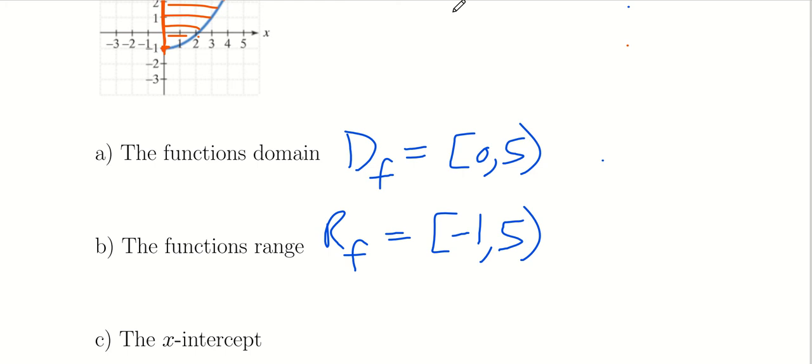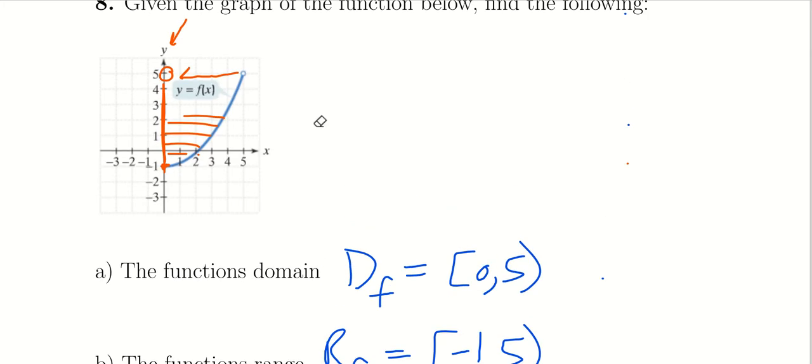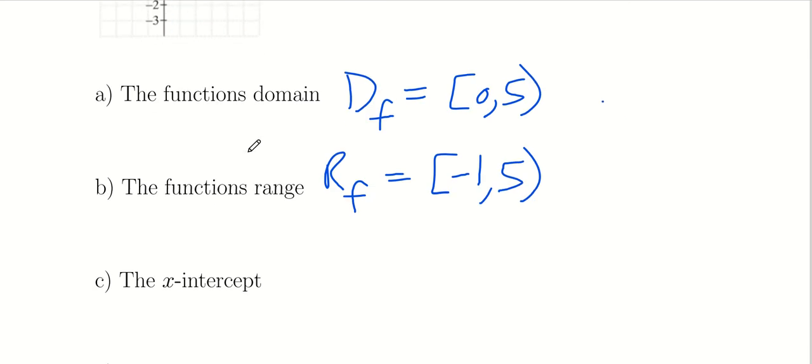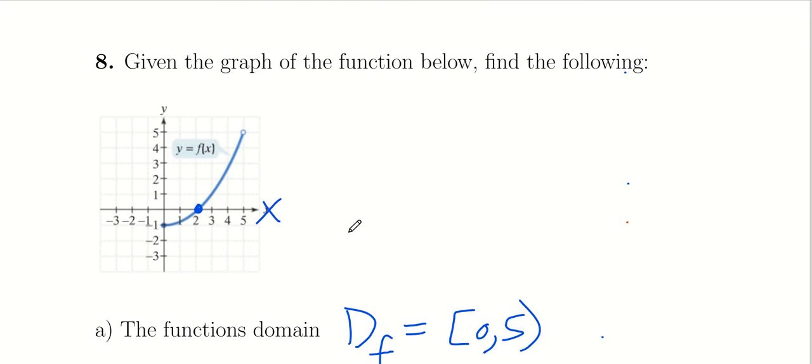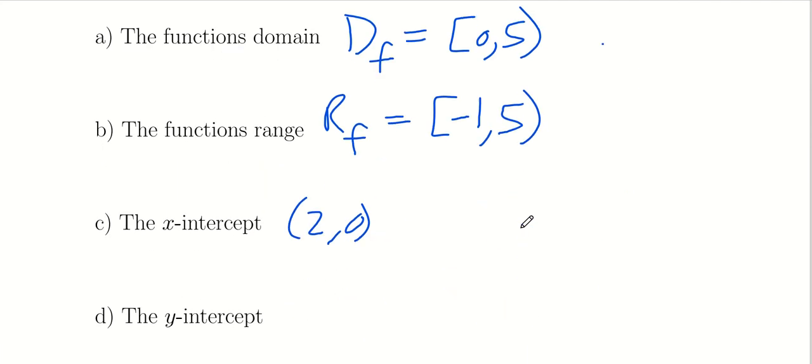The next thing we want is the x-intercept. Keep in mind that technically speaking, intercepts are points. So we want to find where this graph intersects the x-axis, and it happens right here. So this is our x-axis. This graph crosses the x-axis at this point, which is the ordered pair (2, 0). We also now want the y-intercept. So we want to figure out where the graph crosses the y-axis. That's right here. That's the point (0, -1).